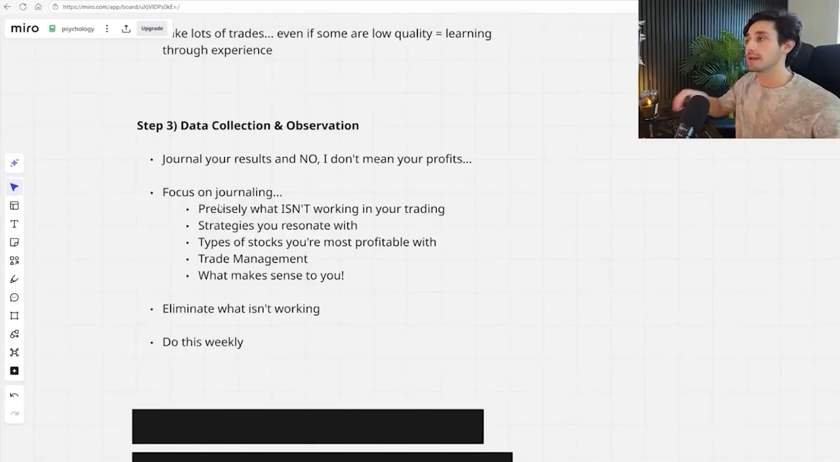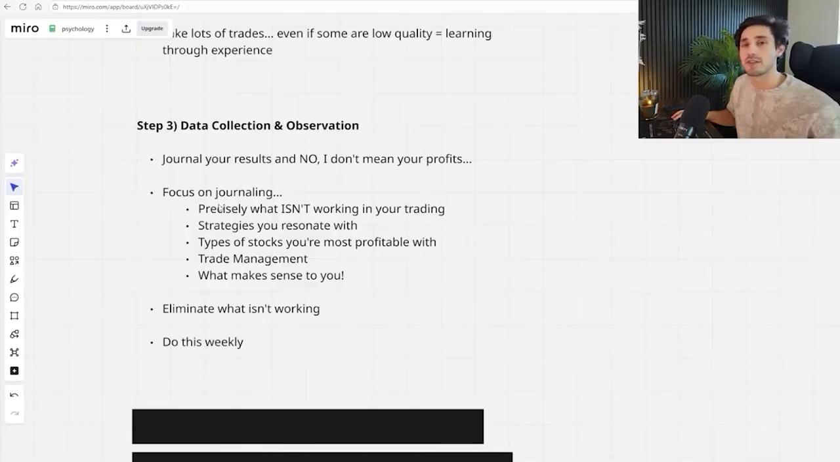And this is when you're going to be journaling your results. And no, I don't mean your profits, okay? I don't care how much you're making day to day. I want you to journal what strategies you resonate with, what types of stocks are you most profitable with. For example, for me, I really gravitate towards mid to low caps, and I don't really like trading stocks that are over like $50 to $100.